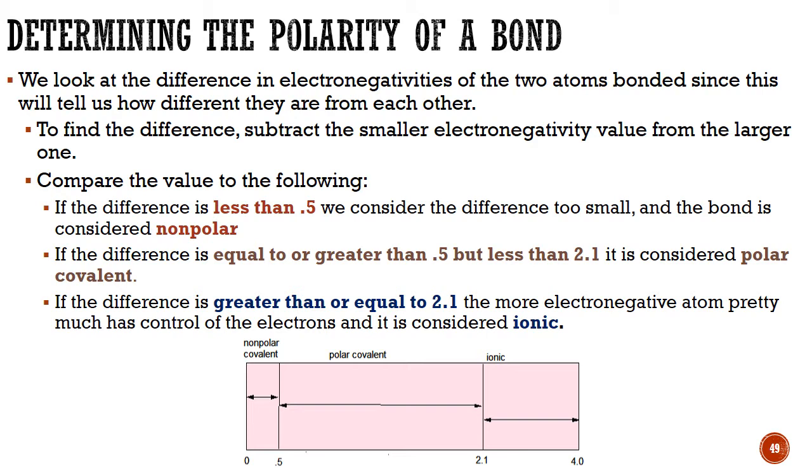Now, this is a wide range that picks up the last unit as well. If the difference is 2.1 or greater, the electronegativity is so different that the atom with the higher electronegativity is so much stronger it'll actually steal that electron away and become negative, leaving the other atom positive. In that case we have an ionic bond from the last unit. So again, less than 0.5 is nonpolar. Between 0.5 and 2.1, including 0.5, is considered polar, and 2.1 or greater is considered ionic.